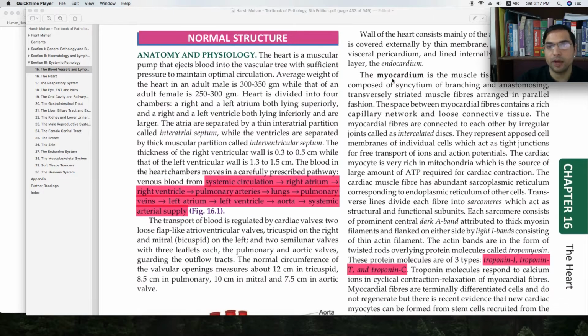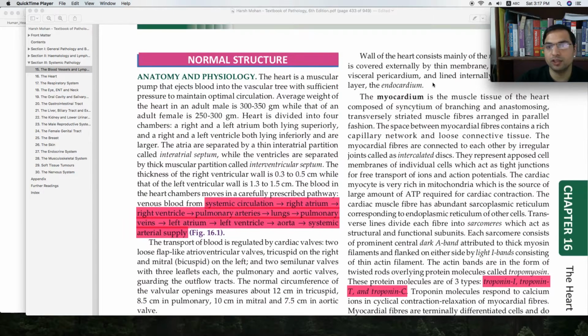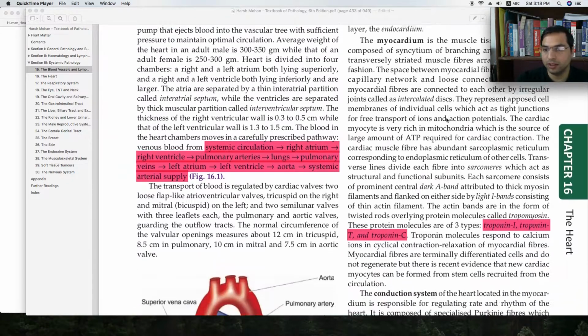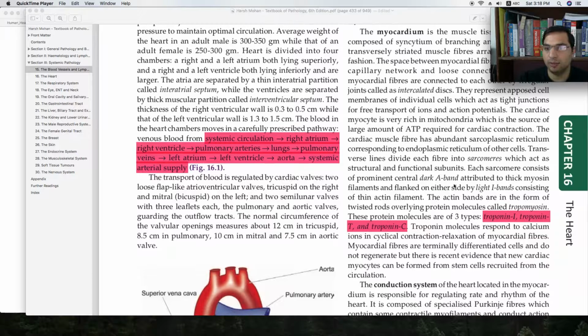Now the myocardium is the muscle tissue of the heart. It is made up of cardiac muscles, and these cardiac muscles have similar sarcomeres and similar bands, the dark A band and the light I band, which are responsible for the contraction of the muscles.